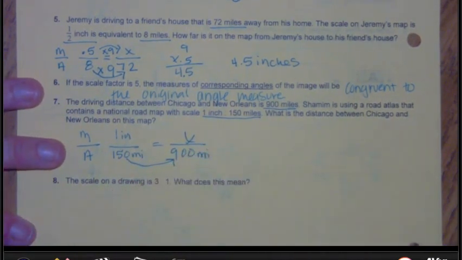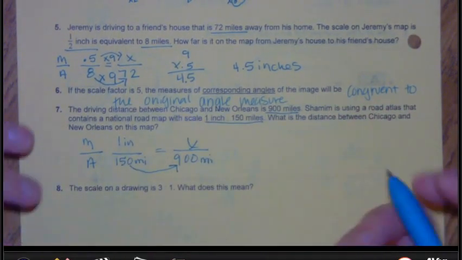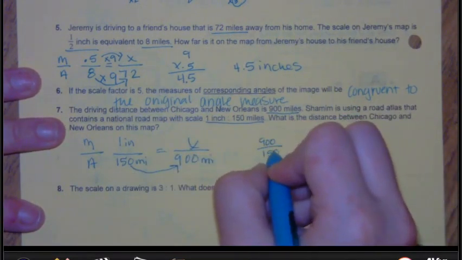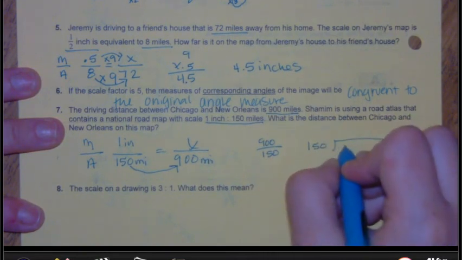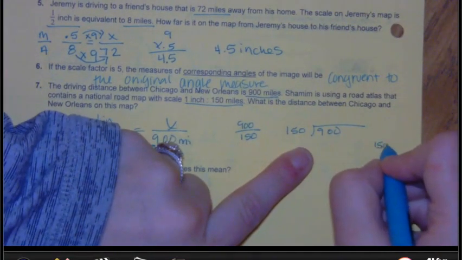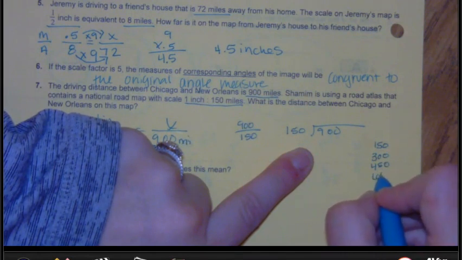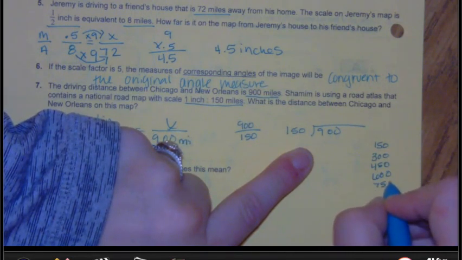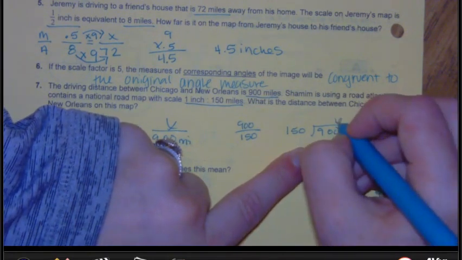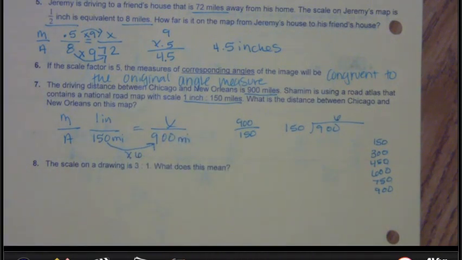Well, I need to know what I can scale 150 by to get to 900. So I'm going to do the opposite. I'm going to divide the two numbers. So I'm going to have 900 divided by 150. So 150 on the outside, 900 on the inside. And I'm going to start doing my multiples. 150, 300, 450, 600, 750, 900. So 1, 2, 3, 4, 5, 6, and it should be 6. So 150 times 6 is 900.